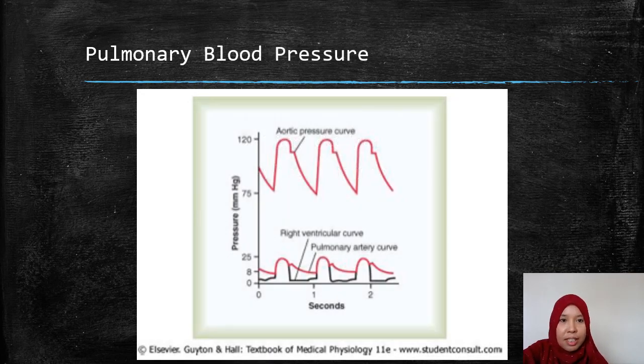Alright, now you can see a graph here that shows blood pressure, comparing the pressure of blood in the aorta, and also the blood pressure in the right ventricle and pulmonary artery. It shows that the highest pressure can be found in the aorta, which is the artery that is leaving the heart.